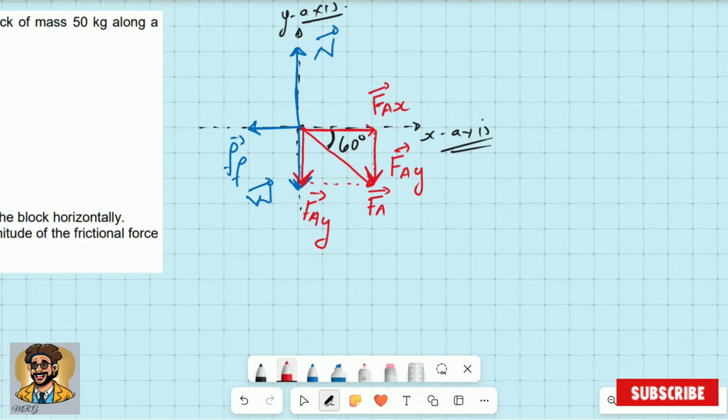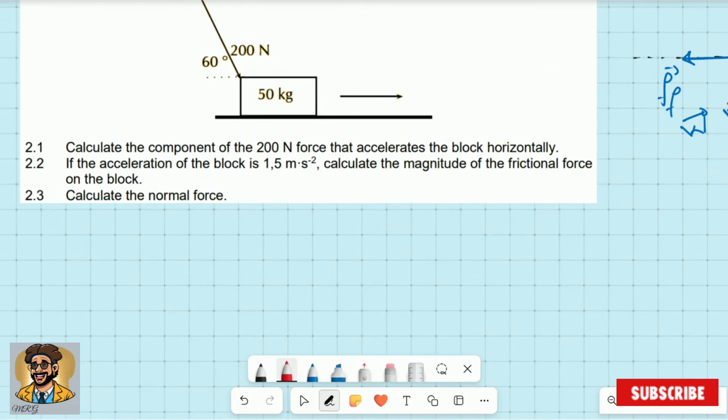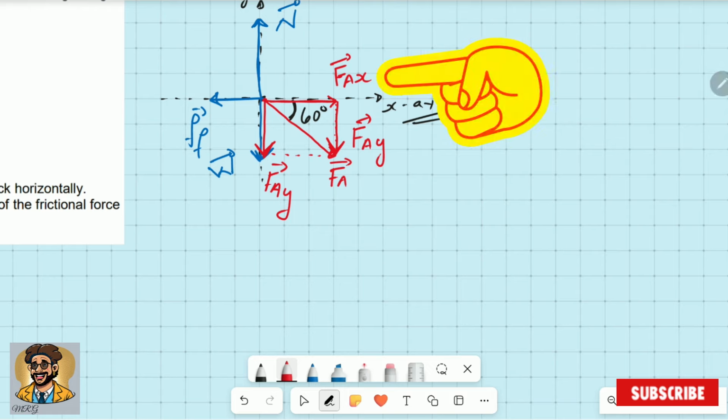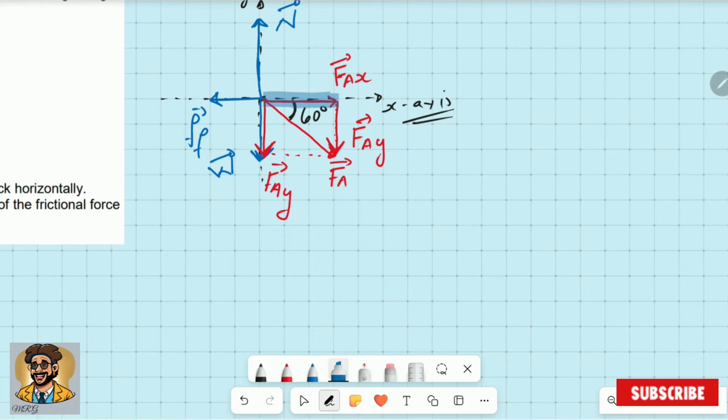Now we have the free body diagram, we can go to the question. The first part of the question says, calculate the components of the 200 Newton force that accelerates the block horizontally. In other words, they are asking you to calculate the applied force in x. Do you understand? The applied force in x, guys, is this one here. That one is the applied force in x. And you can see it's adjacent to the 60 degrees. So you have to use cos of theta.